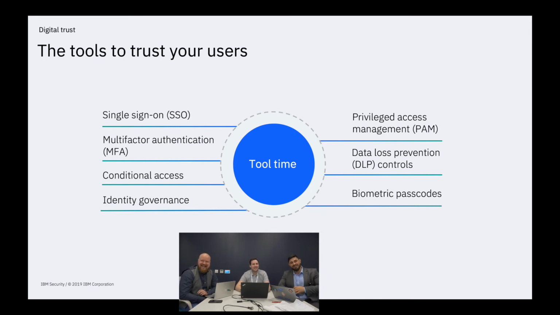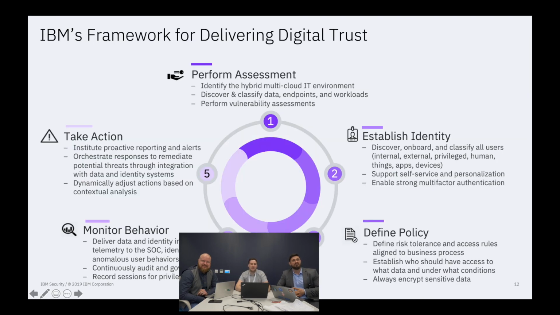I definitely know. So we introduced the word framework at the start, and that's what we're going to talk about next: IBM's framework for delivering digital trust. As organizations combine the context of data security and identity and access management, following a model or strategic framework gives you an idea of how to proceed. So this is a 5-step model. It's continuous in nature.